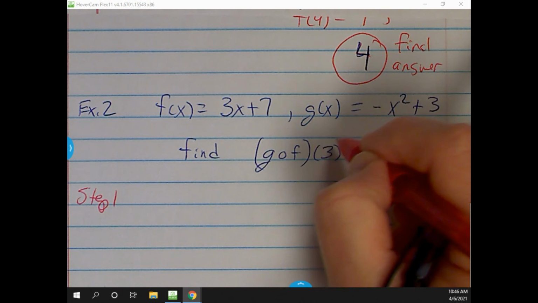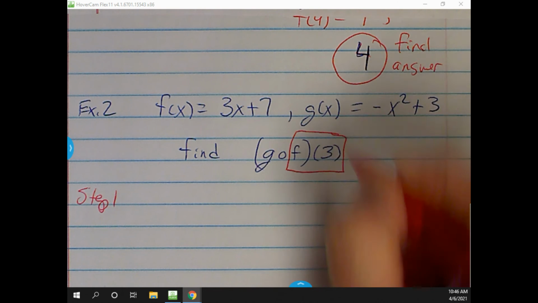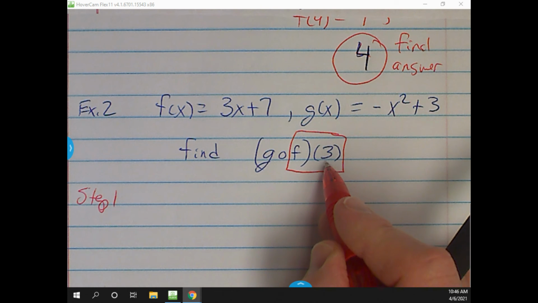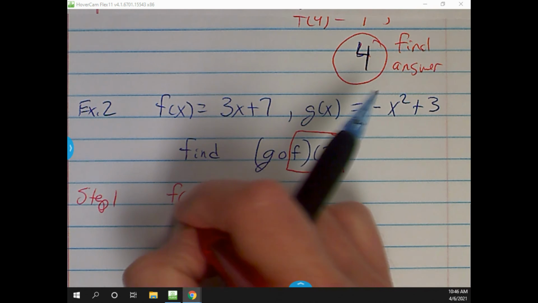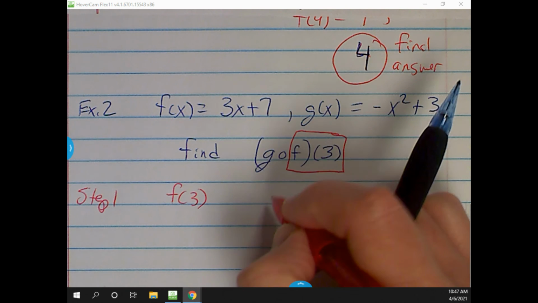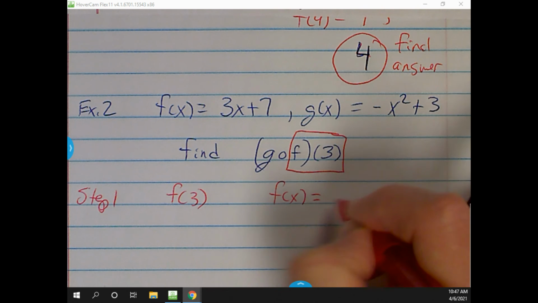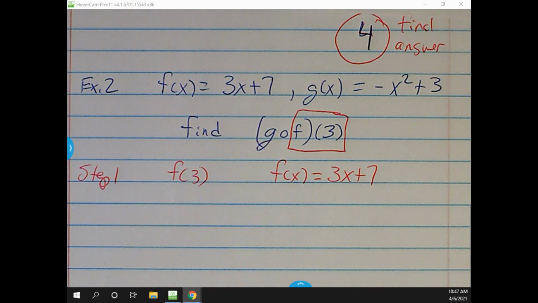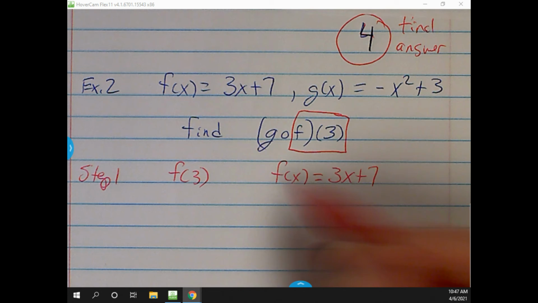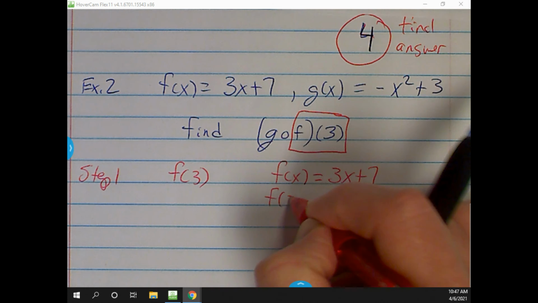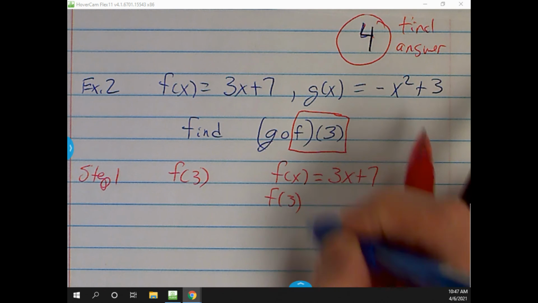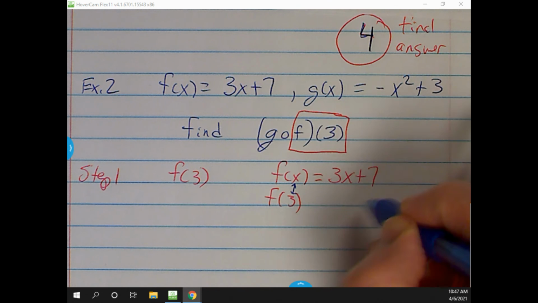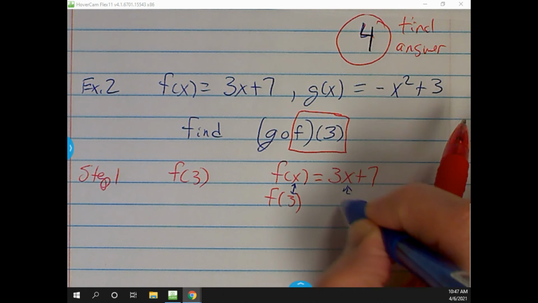All right, so step 1, to me, that's always the easy one because you take the number you have, it's closest to f, so we're going to do that one first. So we're going to find f of 3. Again, it was easier for me if I wrote out the function and wrote whatever number I had to plug into it. Everywhere I've got an x, that x has got to come out, and I got to put a 3 in its place.